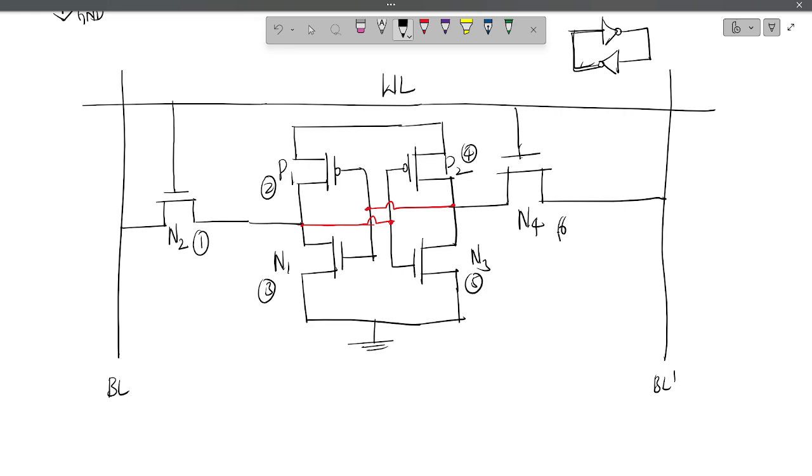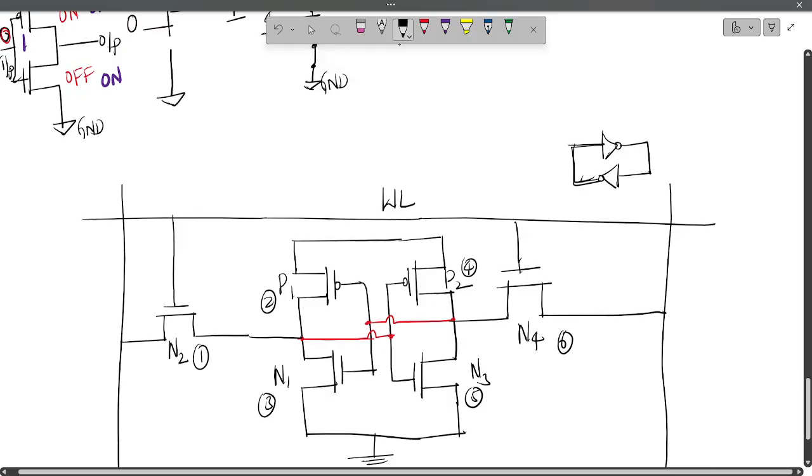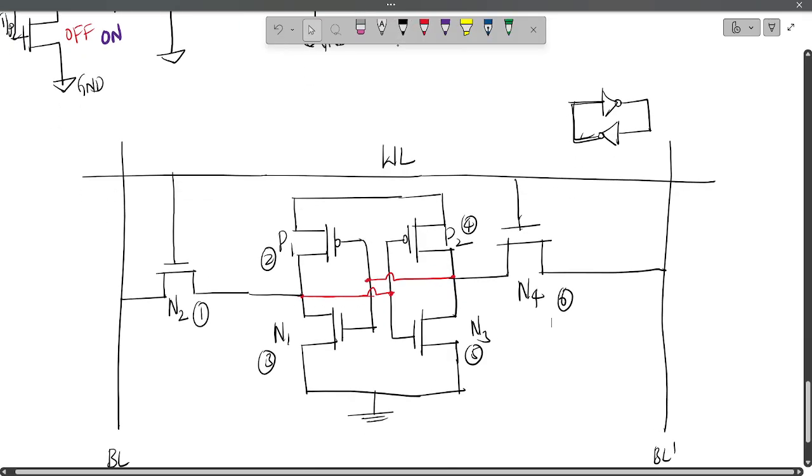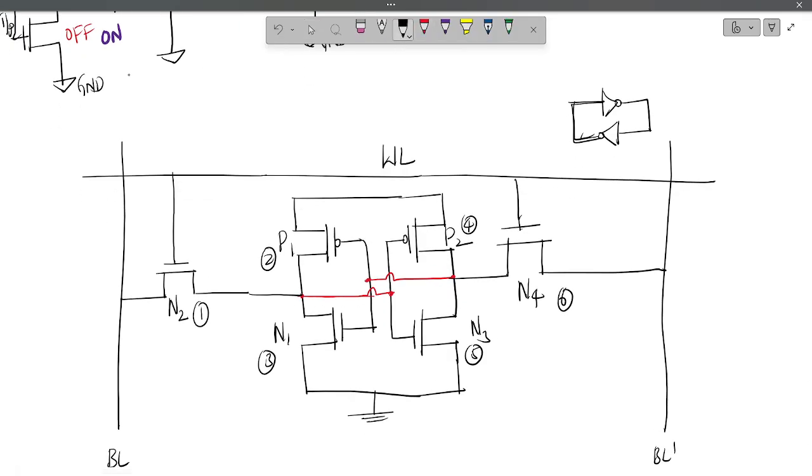So that's why we call this what? This is the 6T SRAM cell, the 6 transistor SRAM memory cell. Is it fine?